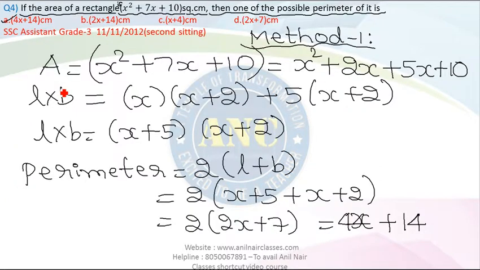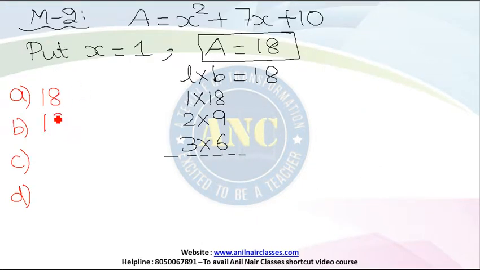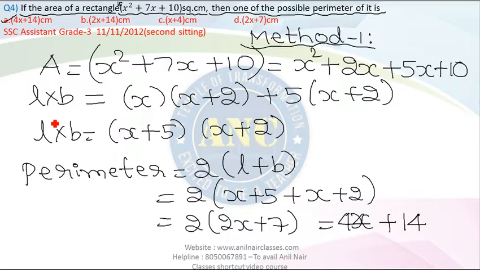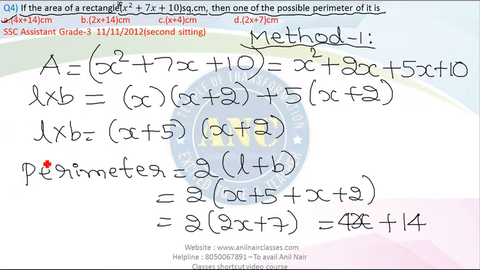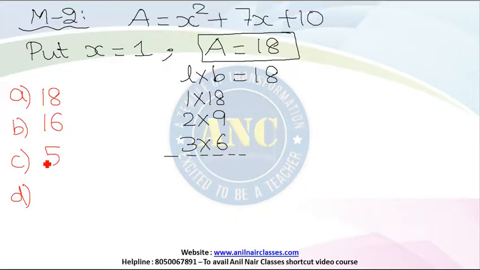Second option is 2x plus 14, it is nothing but 2 plus 14, 16. Third option is x plus 4, 1 plus 4 is 5. Fourth option is 2x plus 7, 2 plus 7 is 9. Any one of these options should be correct.